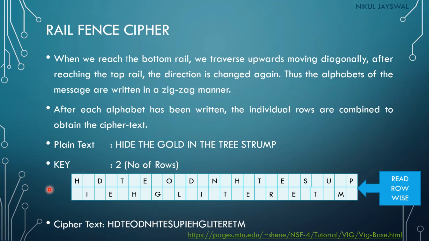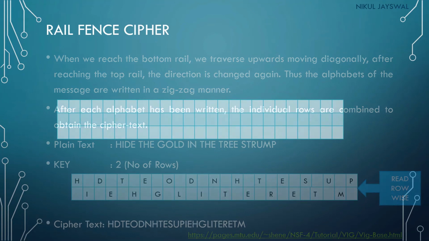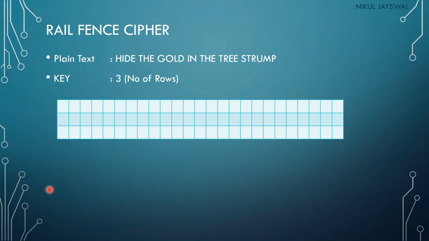Now let's take this same example with the key 3. The plain text is the same, hide the gold in the tree stump. Now we will take the key as 3, so the number of rows will be 3. So we will arrange our plain text in a zigzag manner.